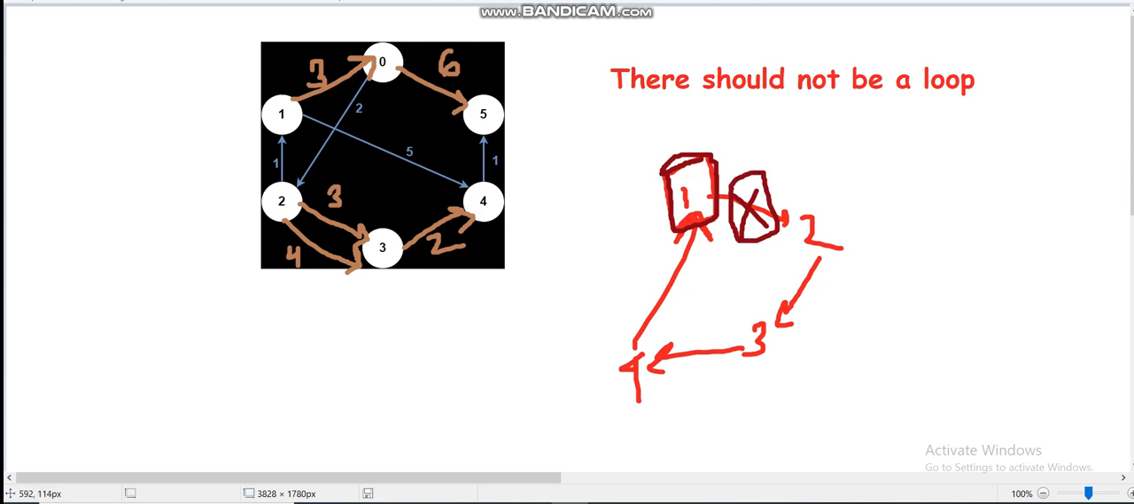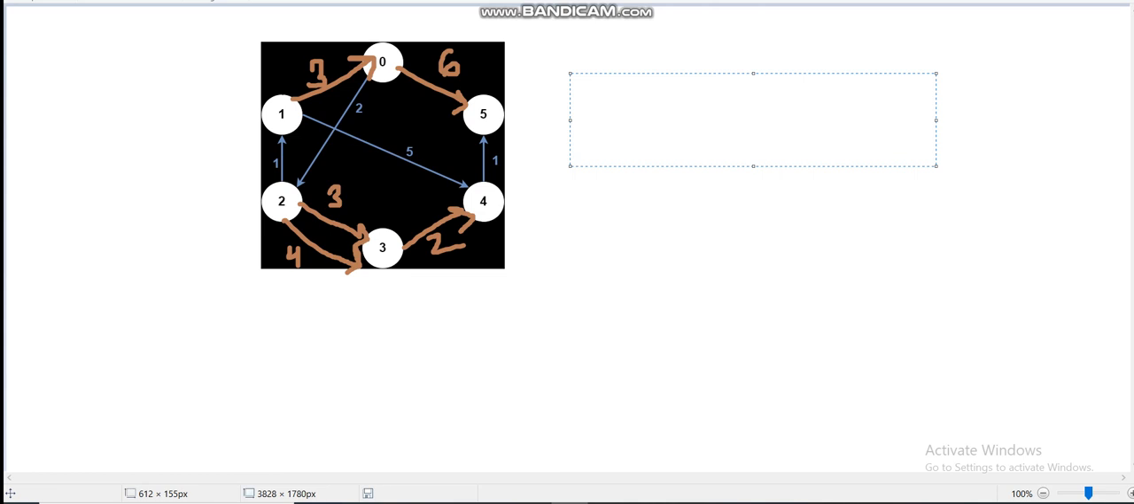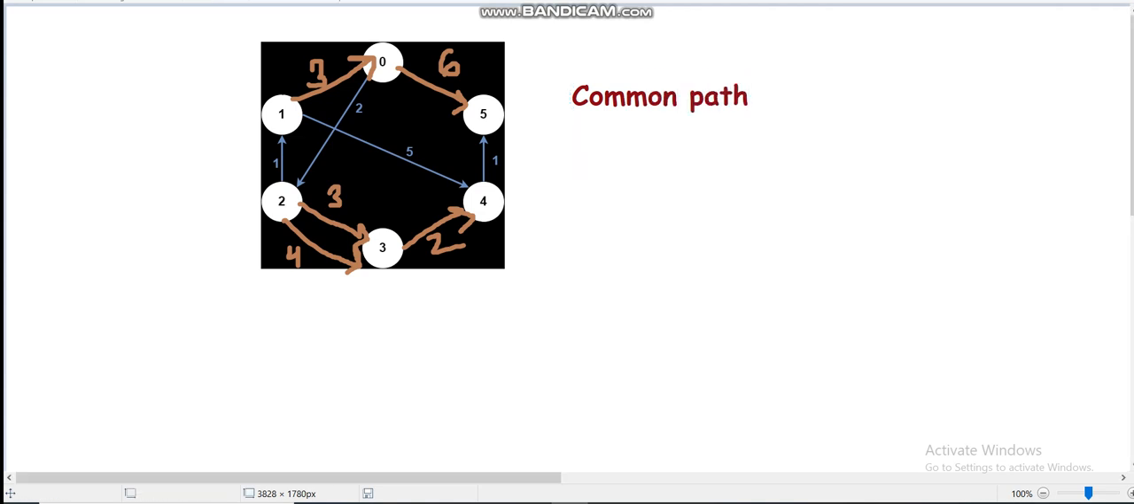Okay, so let us figure out how we can solve the problem now. After that observation, what will be the second observation? The second observation could be that there could be some common path between the path from source 1 to destination and the path from source 2 to destination.